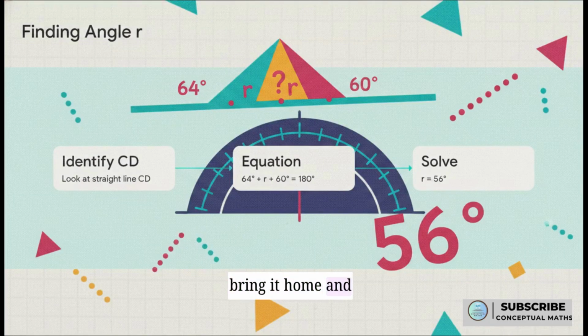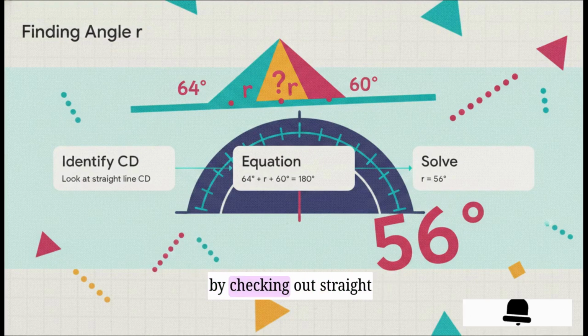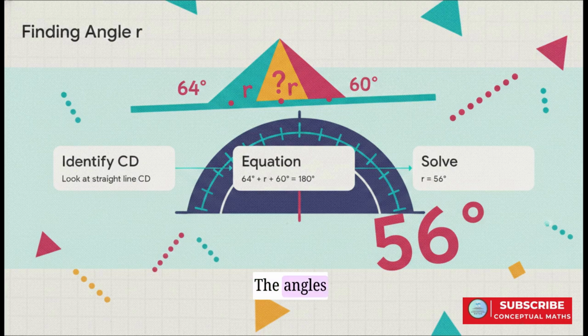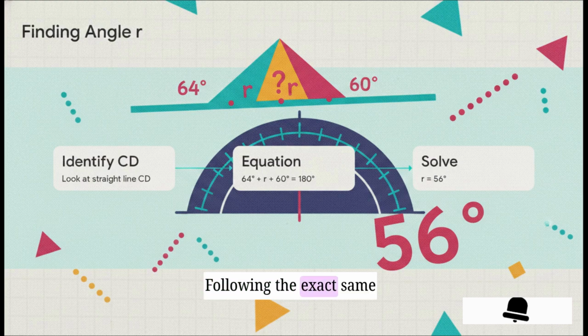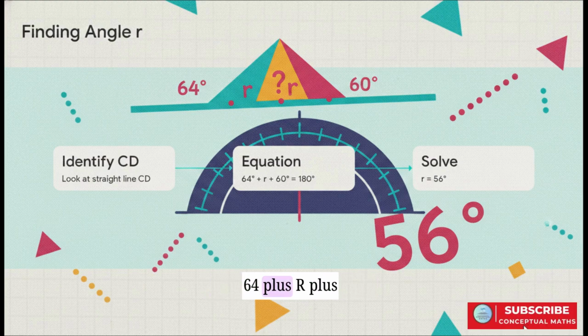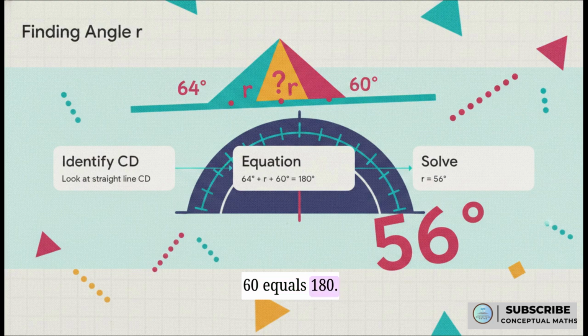Okay, let's bring it home and complete this first investigation by checking out straight line CD. The angles arrayed along this line are 64 degrees, our final unknown R, and 60 degrees. Following the exact same logic we've been using, 64 plus R plus 60 equals 180.